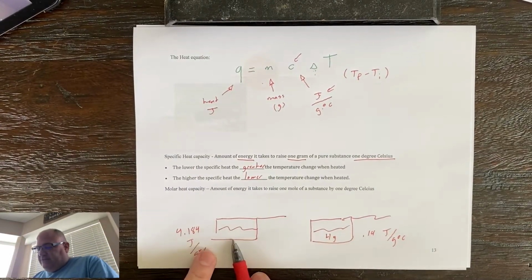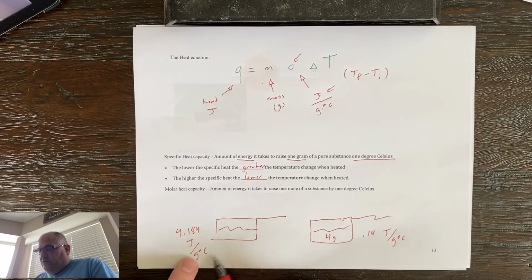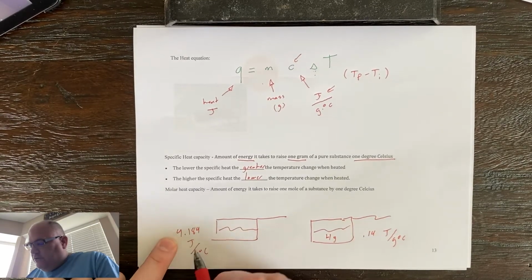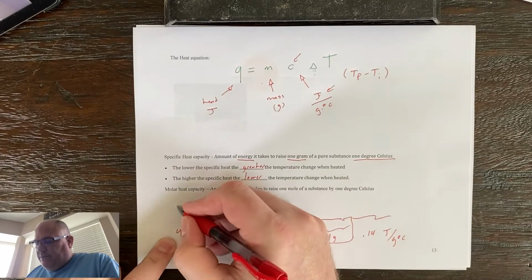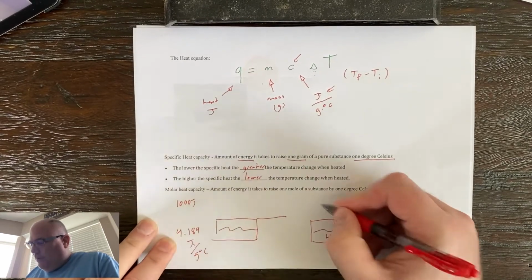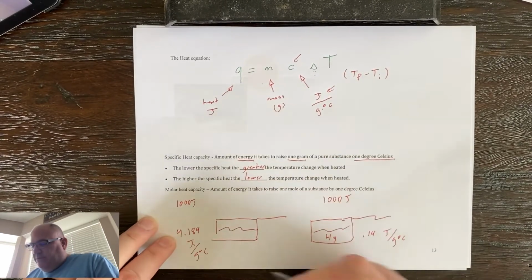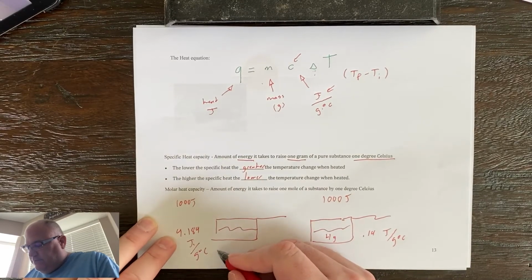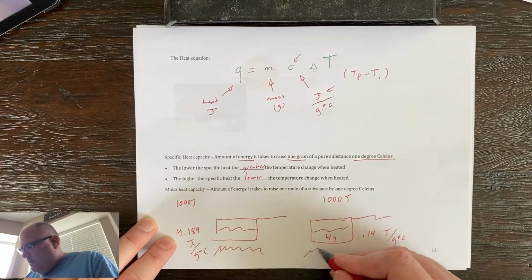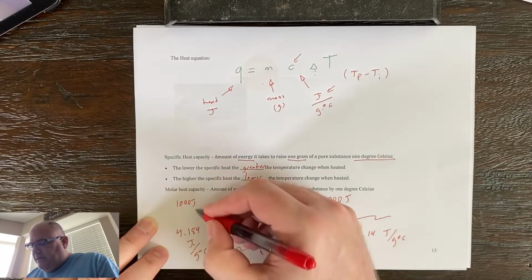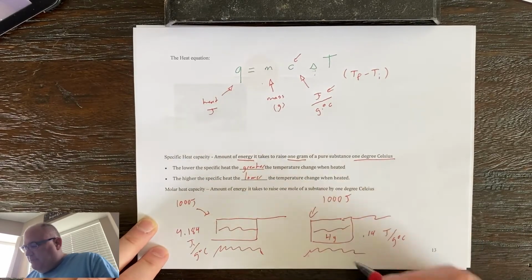So in this case, for every gram of this water, it's going to require 4.184 joules to raise it. So let's say we put 1,000 joules of energy into both of these. I probably should have drawn this on the bottom. Again, this is my flame, and this is the amount of energy being inputted.